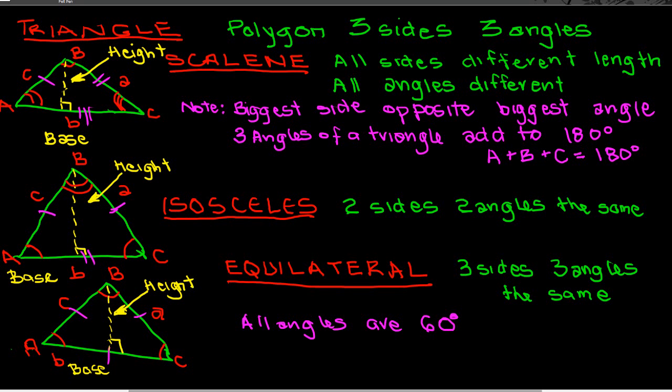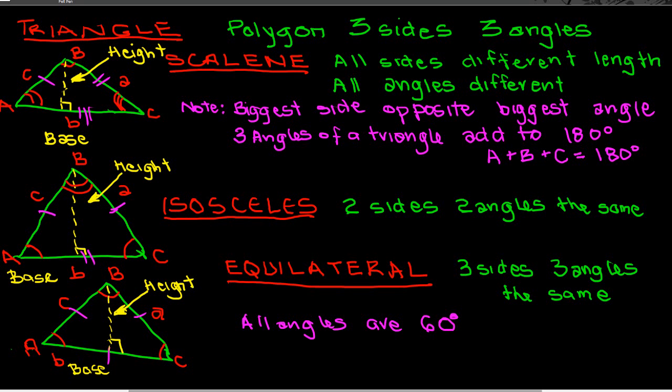You'll see that I've indicated that each side has a different length by a single magenta tick, double magenta tick, and a triple magenta tick for the sides C, A and B. So side B, 3 ticks, side A, 2 ticks, side C, 1 tick.